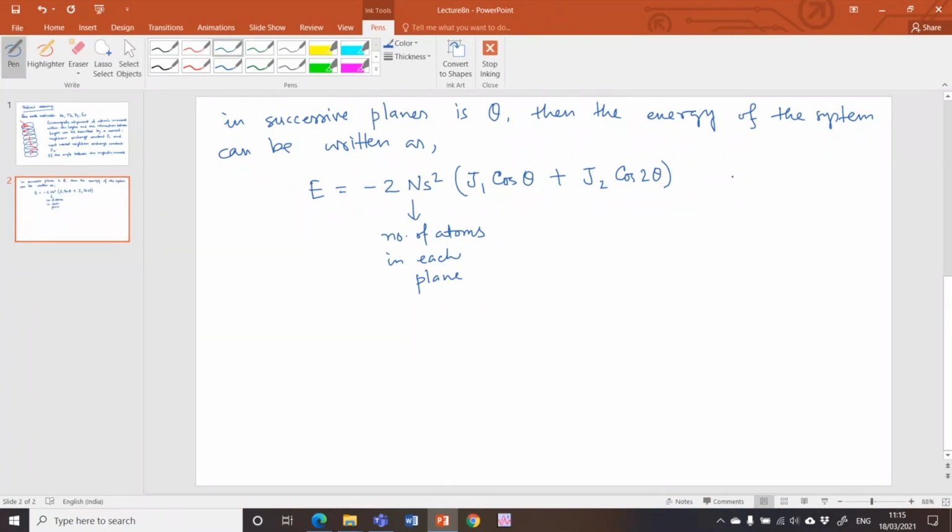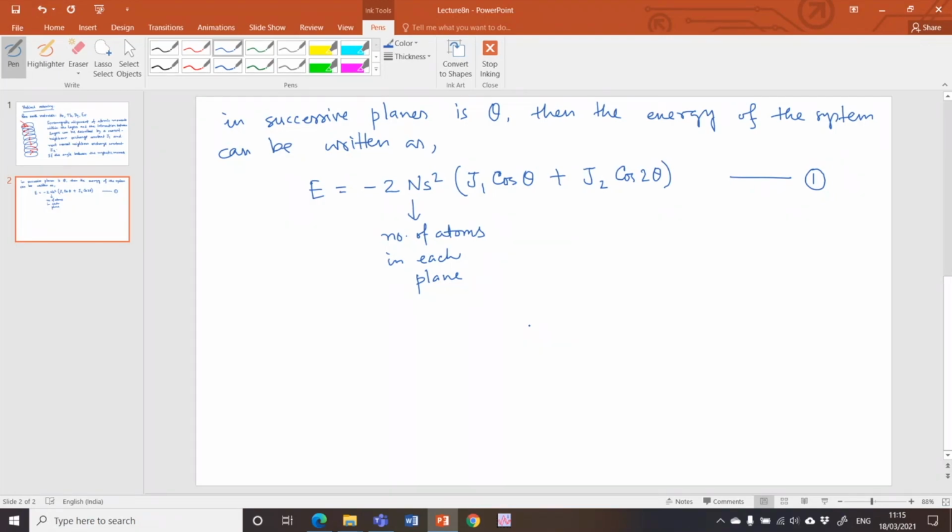So here we are taking J1 and J2. So what about other neighbors? In principle, you should be considering other layers also, but maybe that interaction strength is not that strong. Effectively, after the next nearest neighbor, it doesn't contribute much or doesn't make much of a difference, so probably that's why we are not considering it.